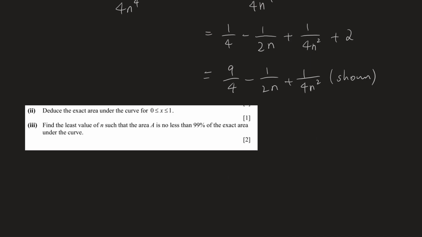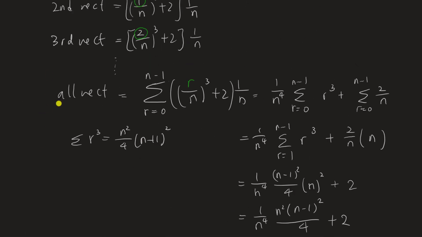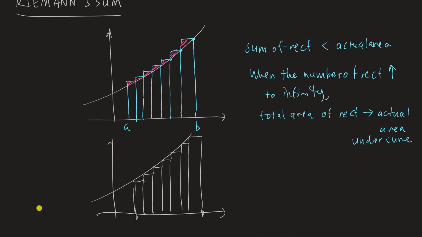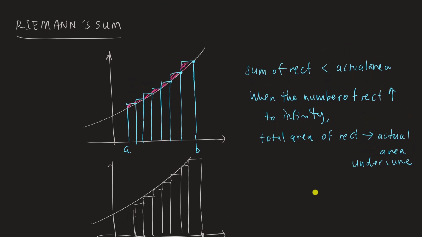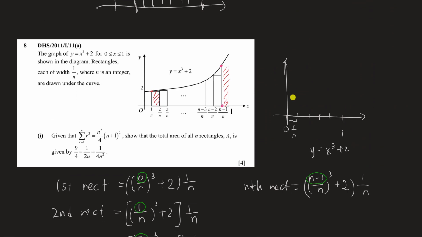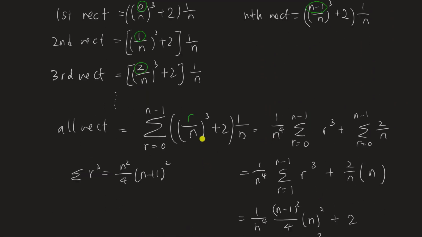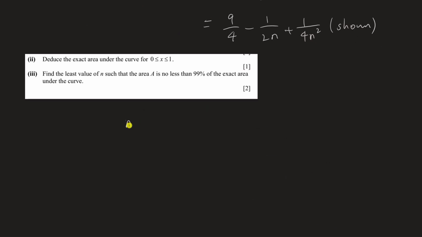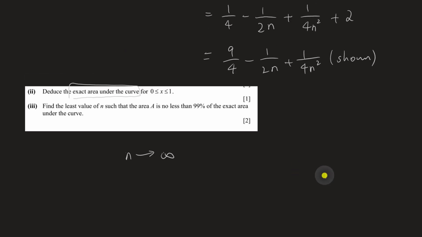Now, last two parts, we will have to make use of the concept from the very beginning that to estimate the actual area underneath the curve, we will need the number of rectangles to go to infinity. I want as many rectangles as I can. Right now, we have n rectangles. Is n rectangles enough? Not enough. We actually need for n to go to infinity in order for us to find the exact area underneath the curve.